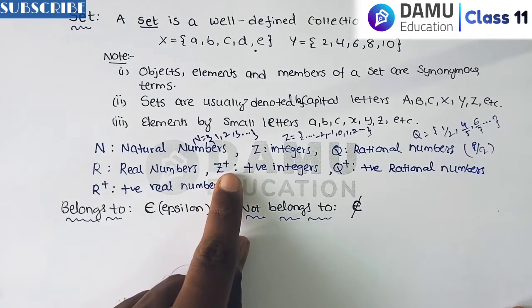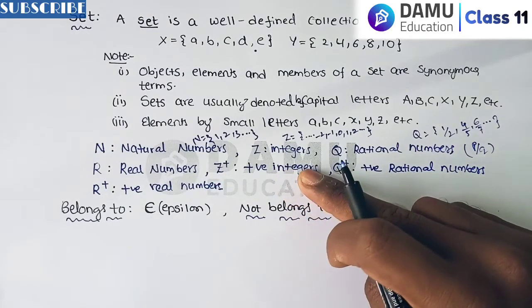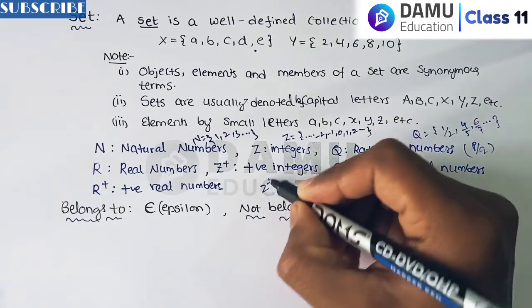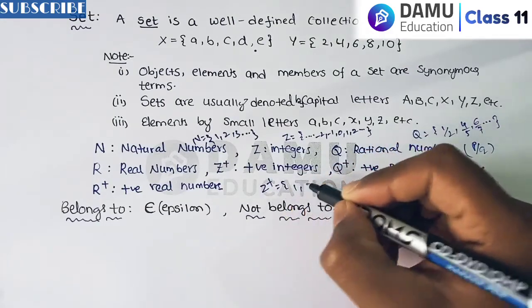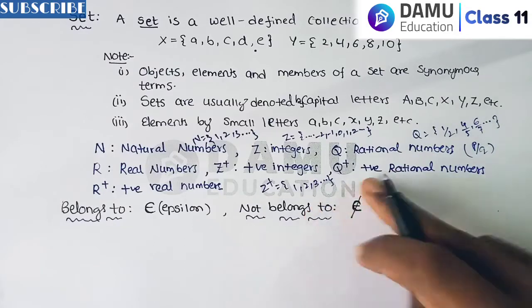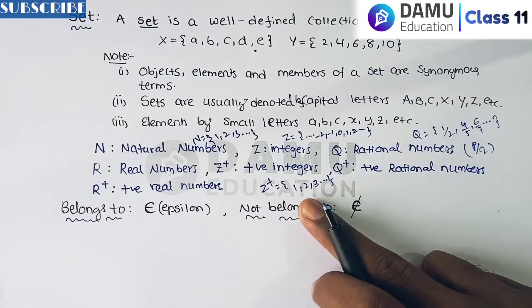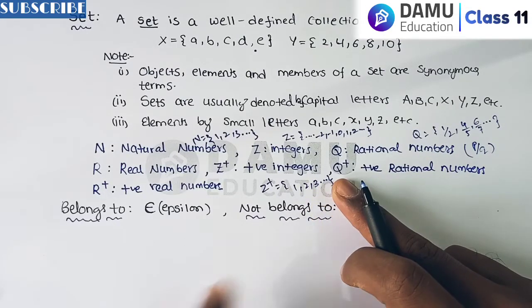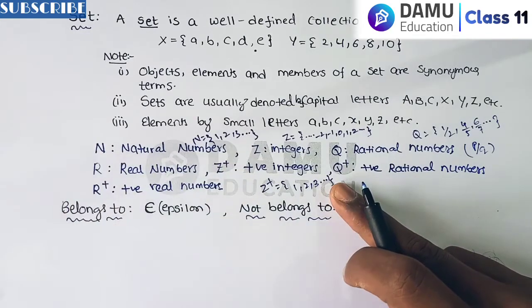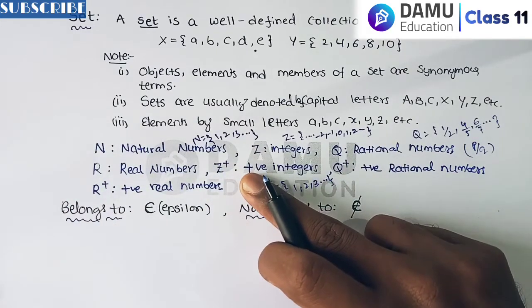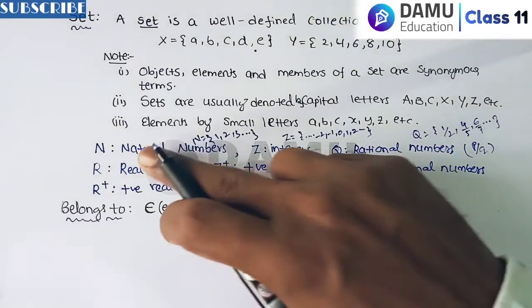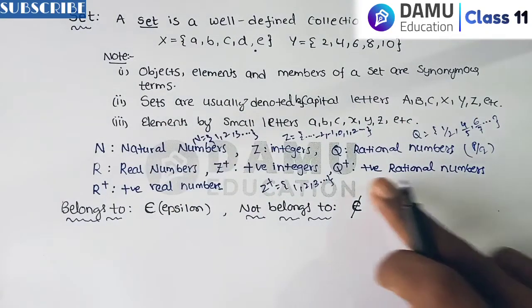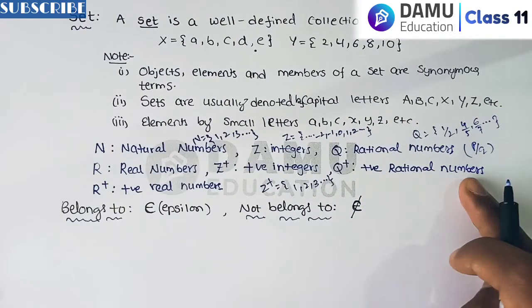Then Z plus, it is shown as positive integers. So positive integers Z plus, let's take here 1, 2, 3 and so on. So positive integers is nothing but plus 1, plus 2, plus 3 and so on. It is known as natural numbers. So positive integers, you can call them natural numbers. That is the one. Then Q plus, positive rational numbers.